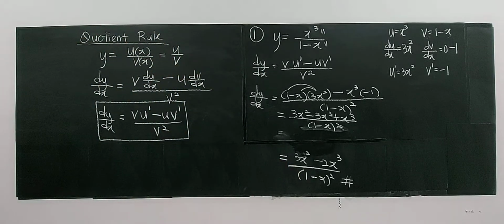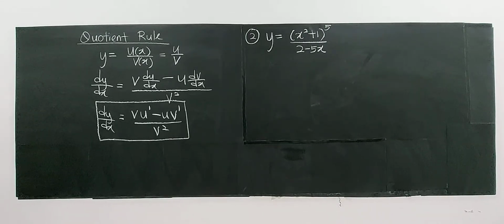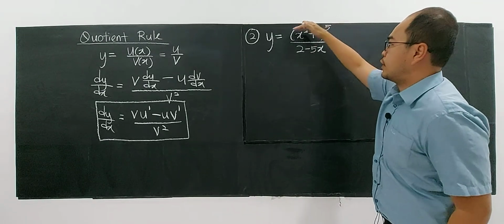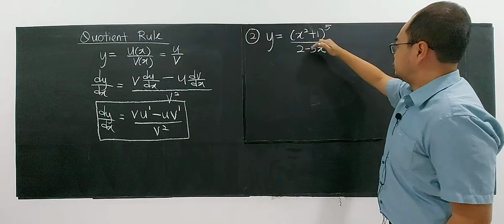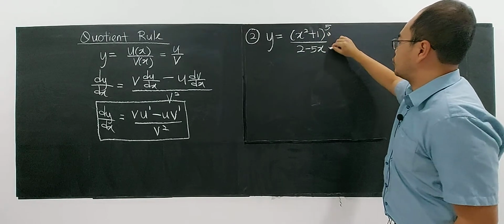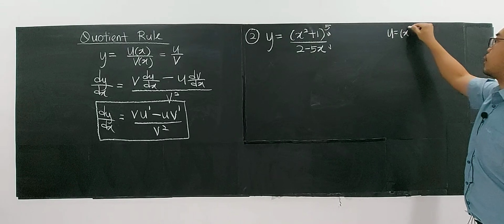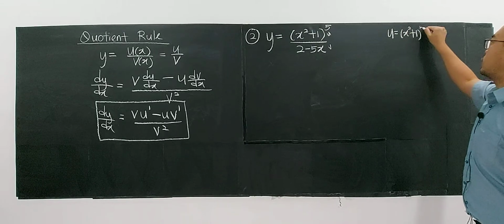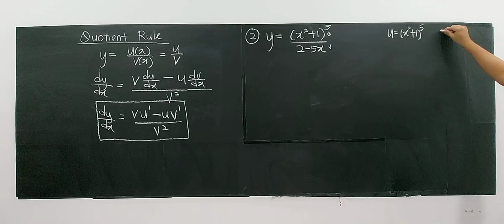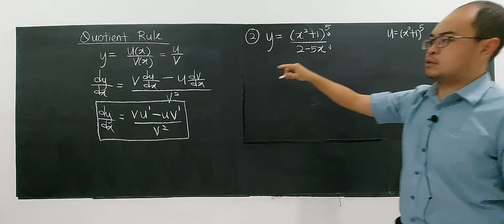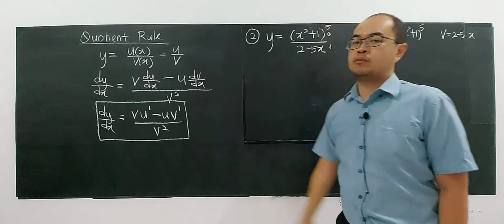Alright, let's look at another two examples. Second example: a fraction with a function divided by a function. This is your u, this is your v, so you can write it out. U is x to the power of 2 plus 1, all to the power of 5, and v is 2 minus 5x. You just have to follow the formula.